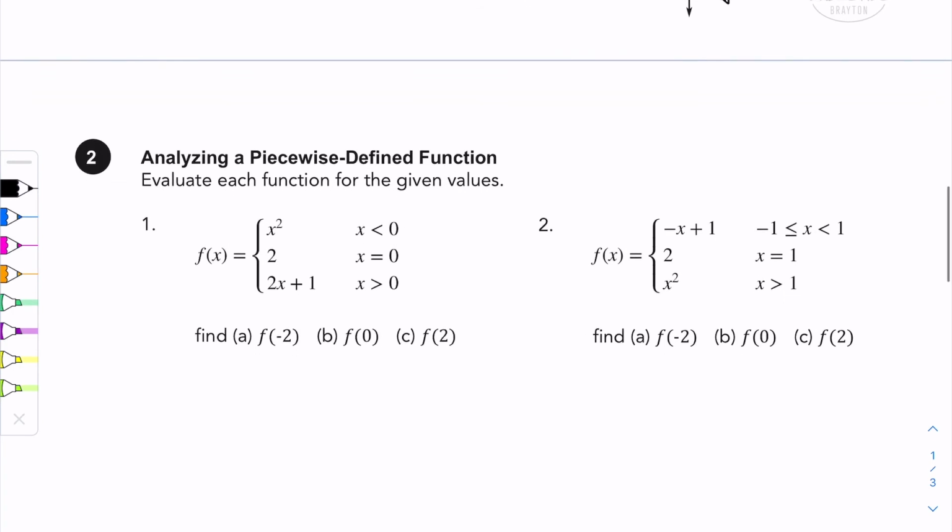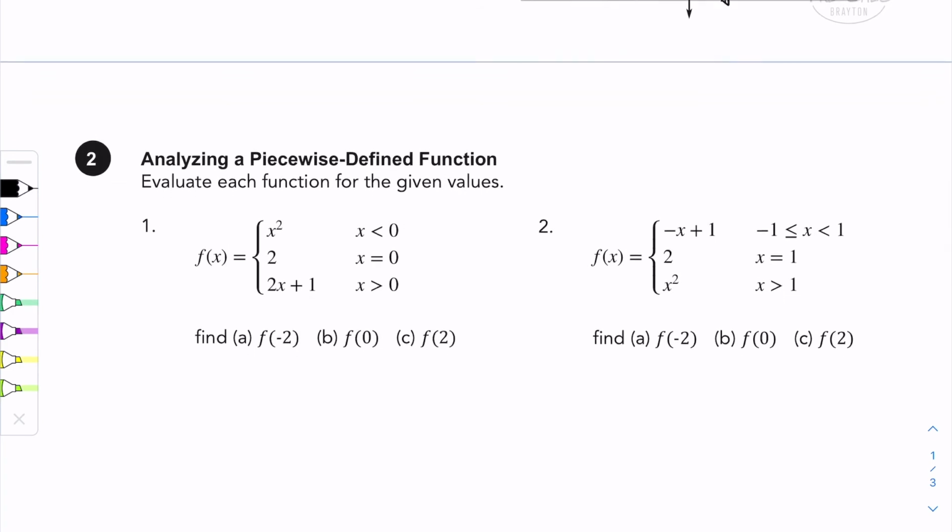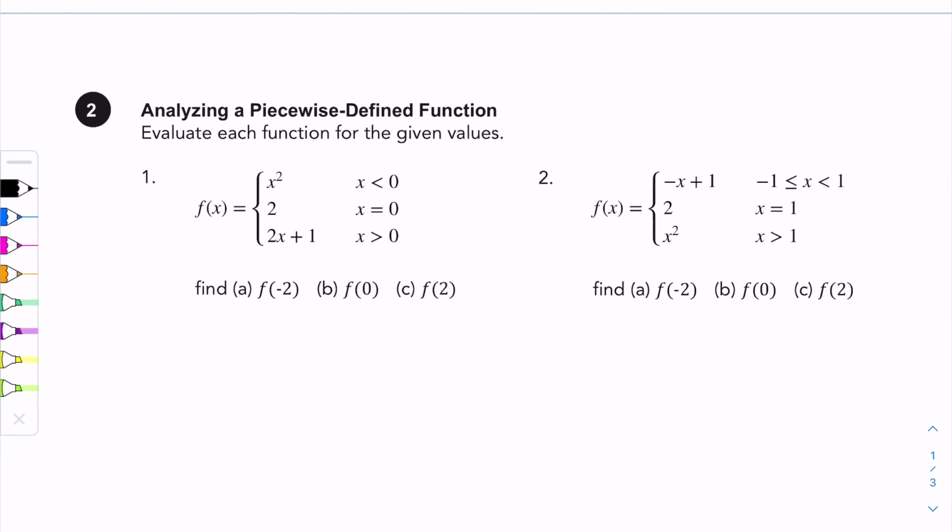Okay, analyzing a piecewise defined function, meaning we are evaluating these functions. If you're evaluating the function, you want to evaluate the function using the appropriate restriction. So you have to pay attention to these restrictions when you are evaluating.